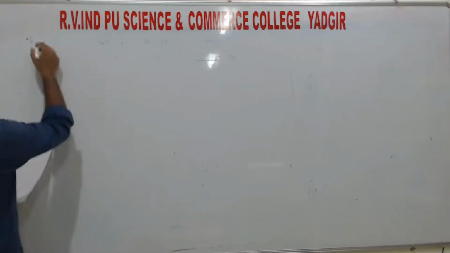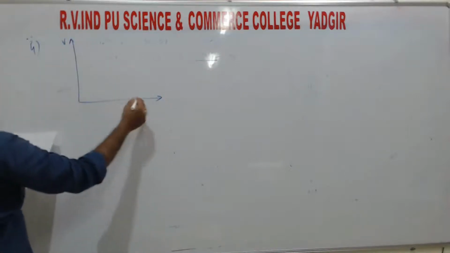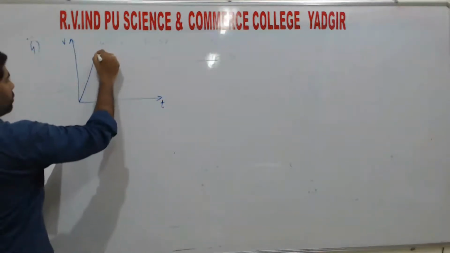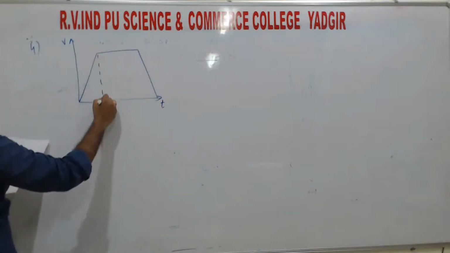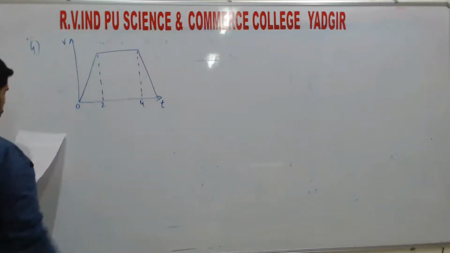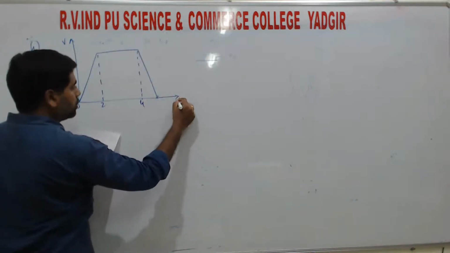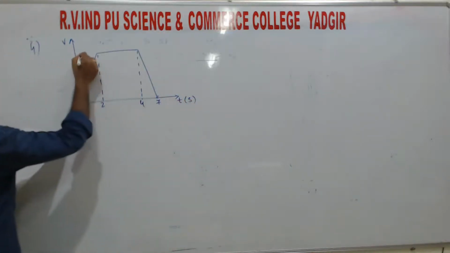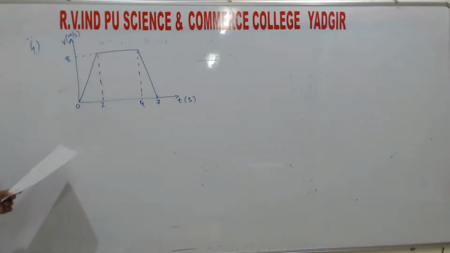so they give a V-T graph. So V and T. The graph is like this. So 0, here is 2, here we have 4, and at this point we have 7. It is in seconds. So at this point we have 8, velocity in meter per second.